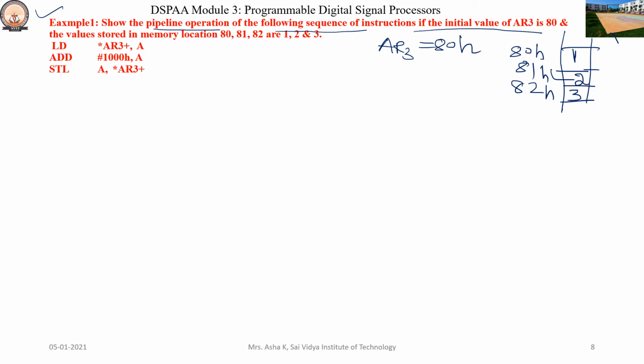The instruction set given here is: load *AR3+ content to the accumulator, add immediate value 1000 hexadecimal to the accumulator and store the content in the accumulator itself, and store the lower word of the accumulator to *AR3+. So to the AR3+ location, the content is loaded with the accumulator lower word, that is bits 0 to 15.